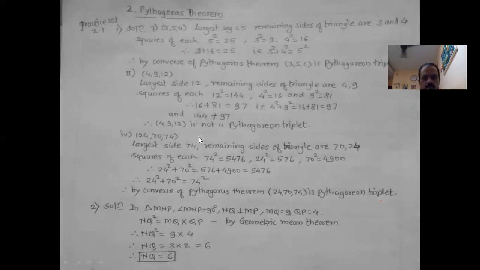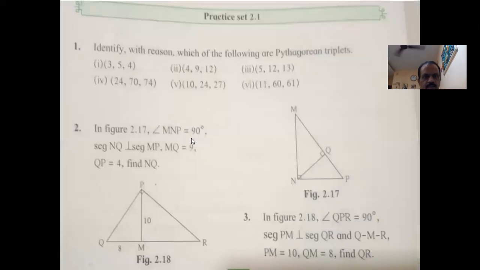Now we solve the third example, which is 5, 12 and 13. You also solve it in your notebook. Here 13 square is 169, whereas 12 square is 144 and 5 square is 25. So the sum of these two squares we get as 169, so the given numbers are a Pythagorean triplet. We solve it in your notebook.